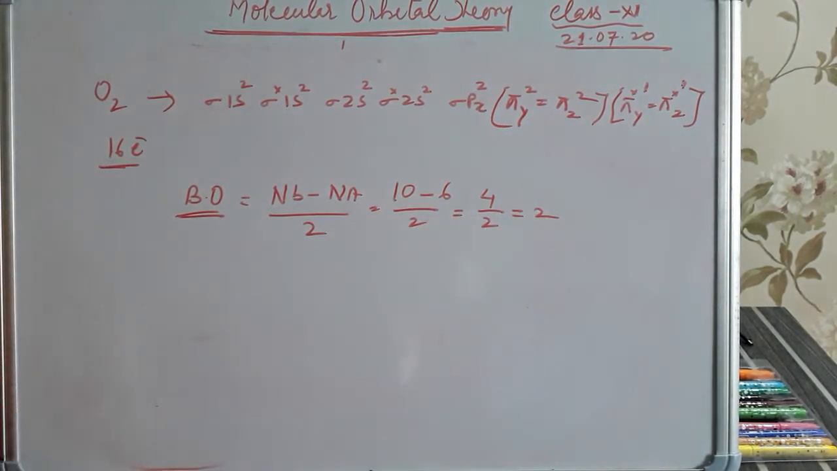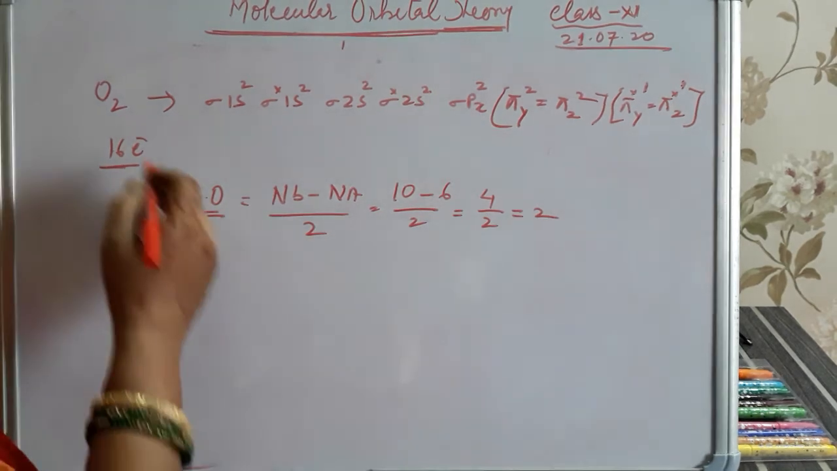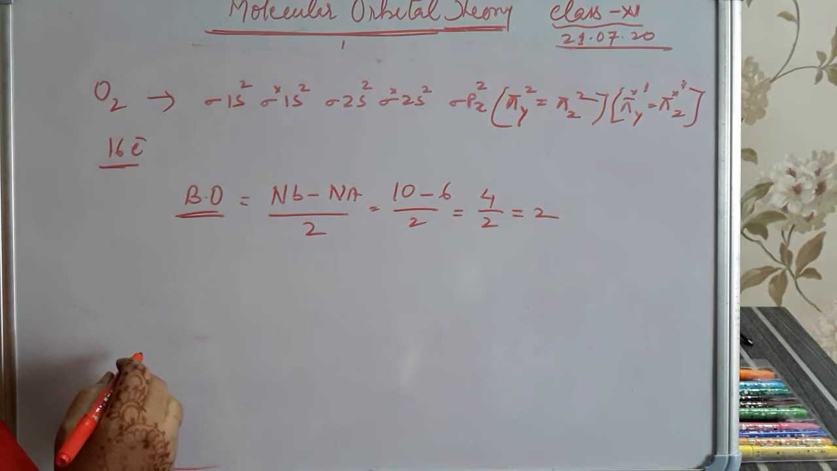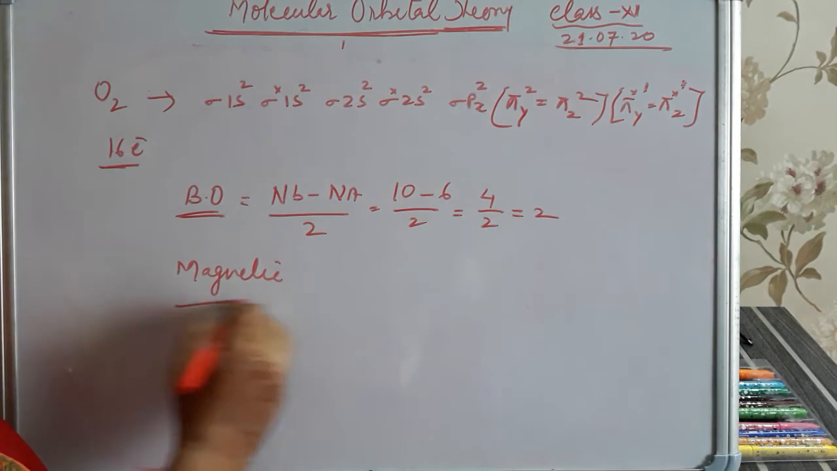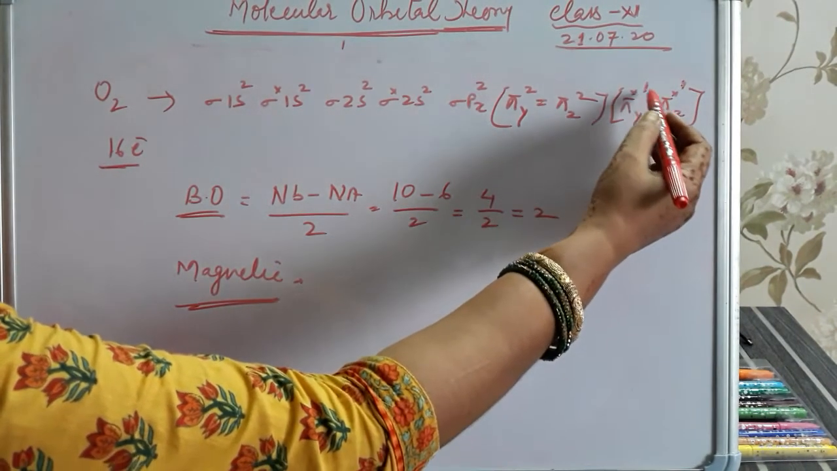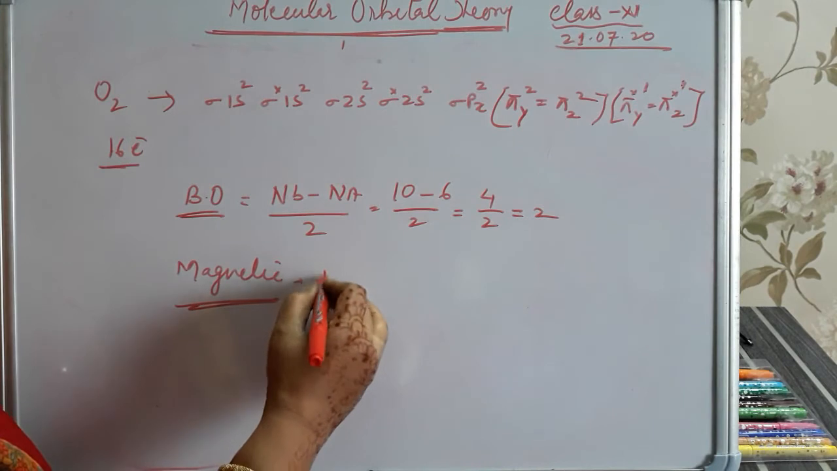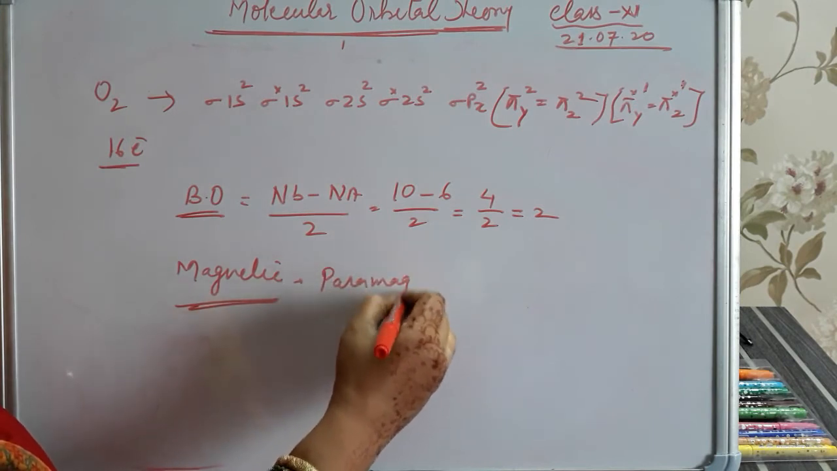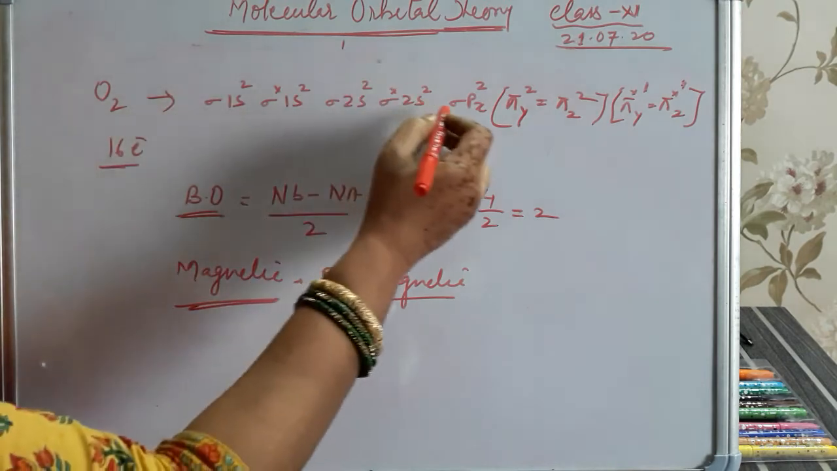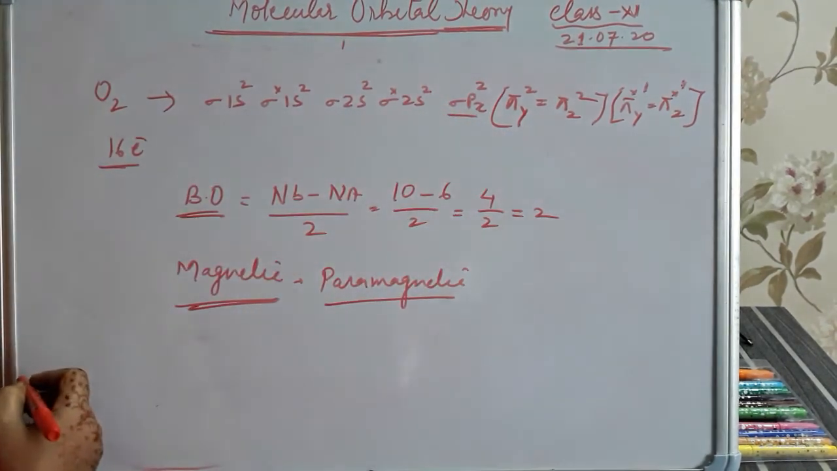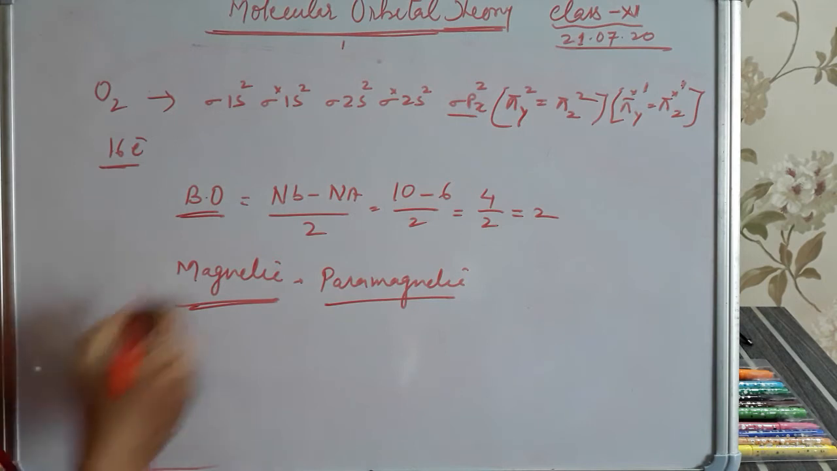In this way you can find out the bond order of the molecules, and the magnetic character. These orbitals contain unpaired electrons. Unpaired electrons means it has paramagnetic character. So students, in this way you can find out the properties of the oxygen molecule by writing the correct electronic configuration.